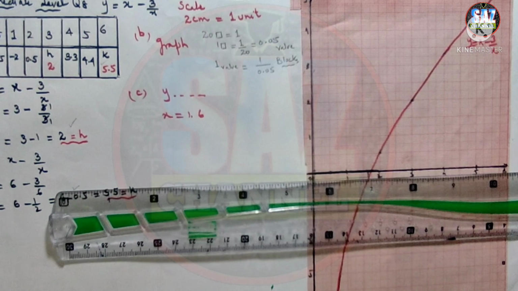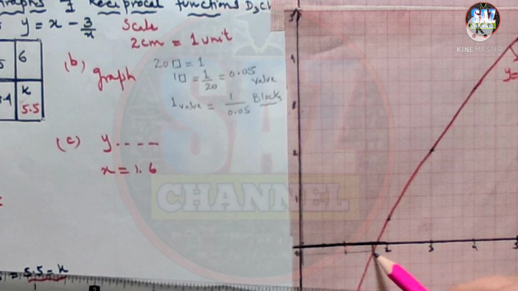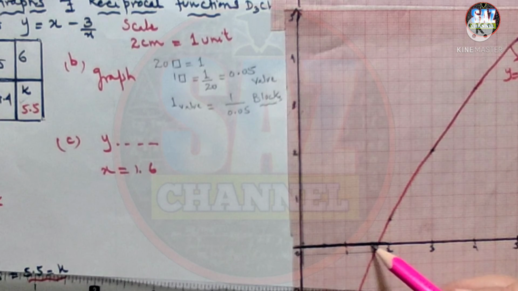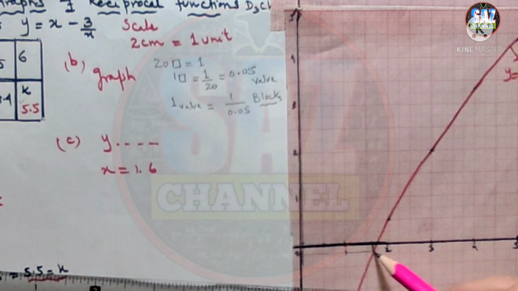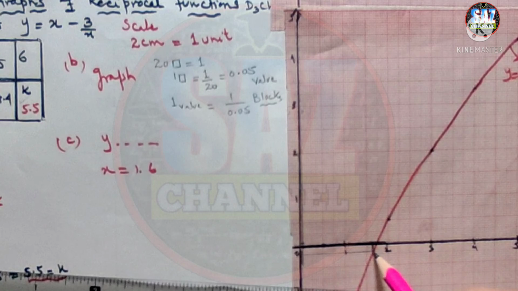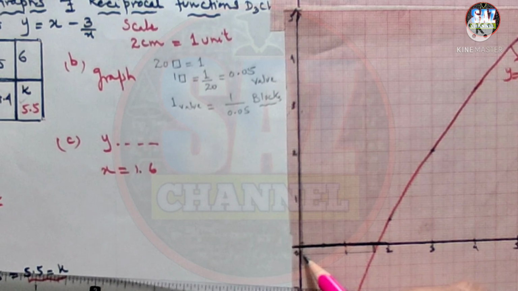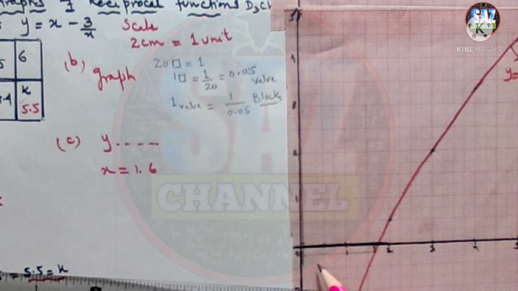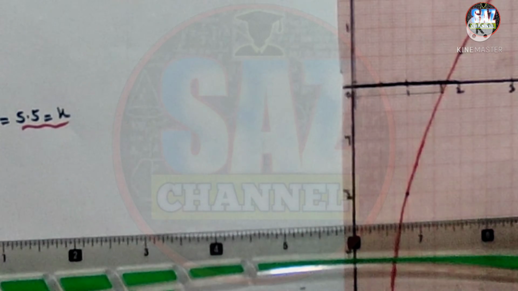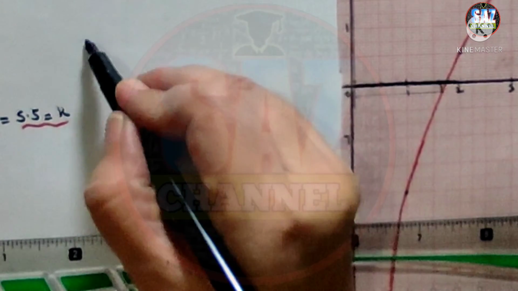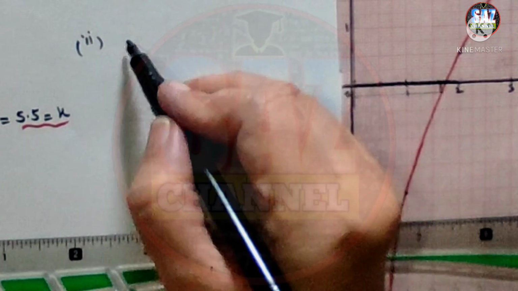Let me recheck this. This is the position for 1.6, and then the curve is touching underneath that. This is 1, 2 and 3 small blocks, and 3 small blocks multiplied by 0.05 gives me 0.15 or 0.2 approximately.